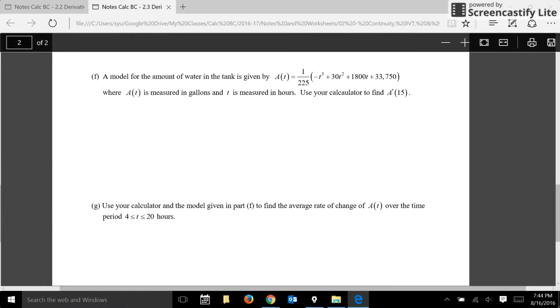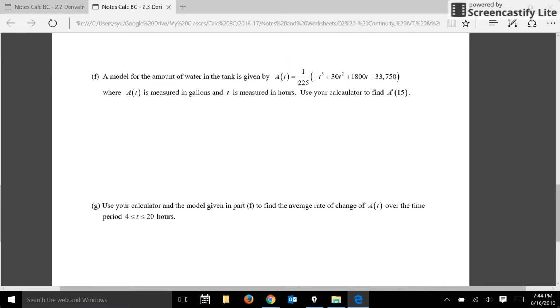Okay, now they actually give us a function. So this is a pretty common occurrence where you're supposed to use a table to solve several problems earlier, and then they give you a function later. So we're given a function that looks pretty complicated, right? And we're supposed to use our calculator to find W prime of 15. Okay, well this is just a derivative, so I need to find the derivative first. All right, so not too bad.